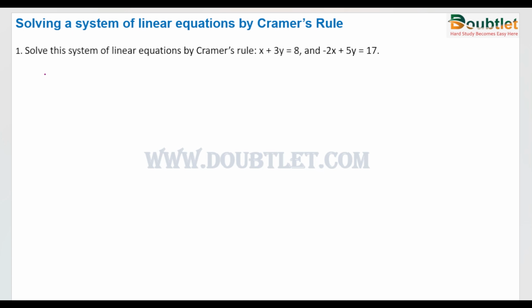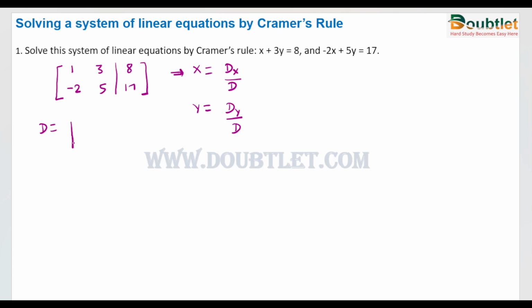So to solve these equations by Cramer's rule, first we will write the augmented form of the matrix. So we will write the coefficient matrix first, 1, 3, minus 2, 5, and then we will write the constant terms in the column. So this is the augmented matrix. So to find the value of x, we will need to find dx upon d, and to find the value of y, we will need to find dy upon d. So first we will try to find the d.